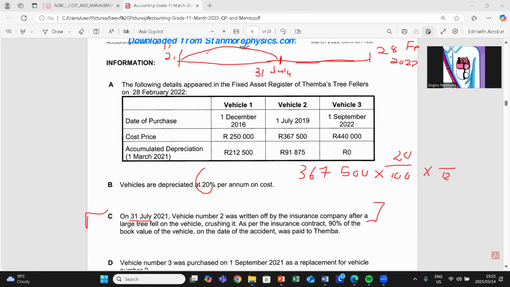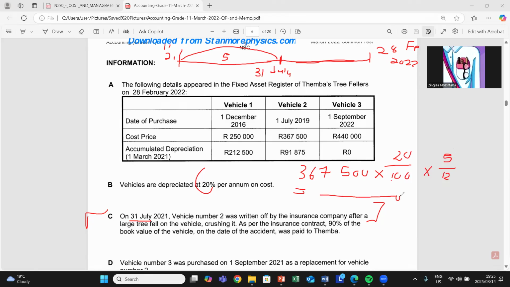So we used it for how many months? From March up until July, which is how many months? You can calculate it with your fingers. It's March, April, May, June, July. It's 5 months. You only used it for 5 months. Therefore, you multiply by the months in which you used it, 5 over 12. And then you will get your depreciation.